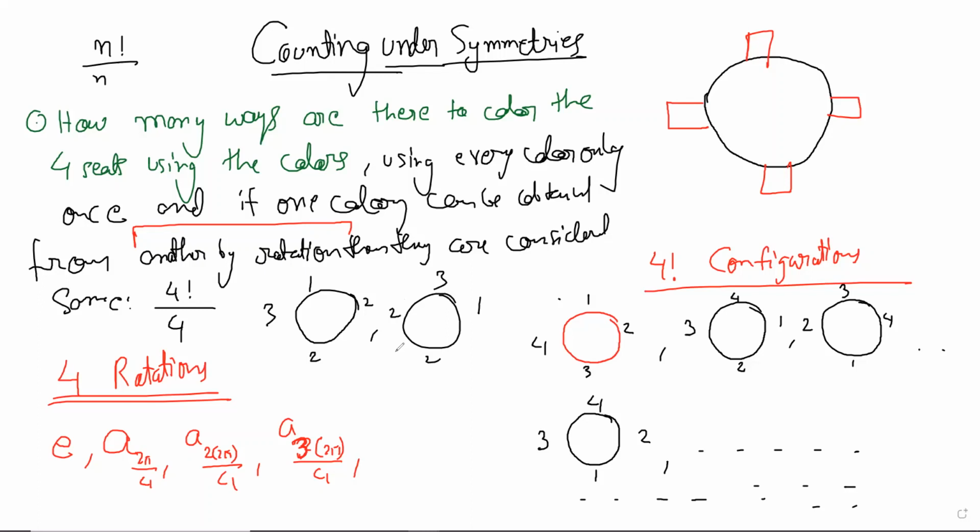I'm trying to make it more difficult level by level. So now the next thing we'll do is we will allow repetition of color and consider symmetries. Then it will be 4 to the power 4. Yes, that's right. Okay, now in this case, it is n factorial by n.